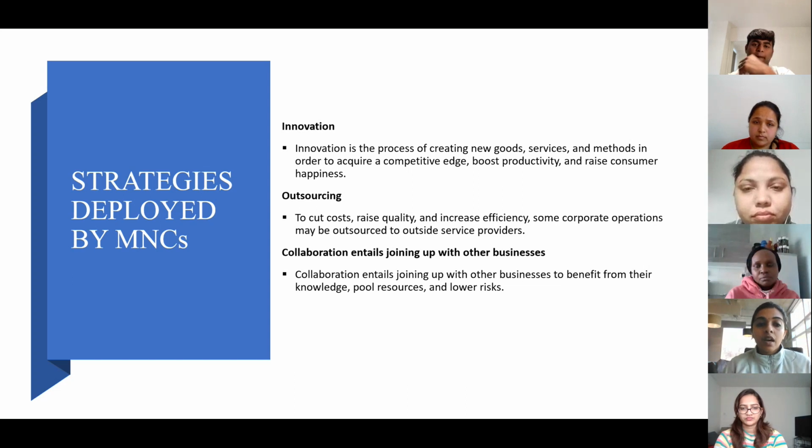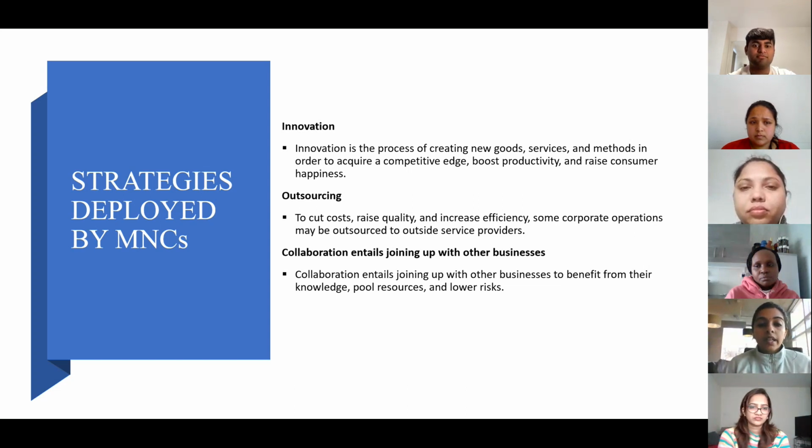Some corporate operations may be outsourced to outside service providers. So this is basically to improve the efficiency of the system. Being cost effective, with quality and increased efficiency of the products, plays the major role in the strategy in the logistics sector.